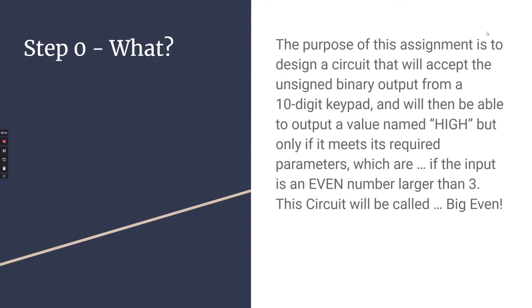Step 0 is: what is the purpose of this assignment? What are we doing? What's the end goal here? The scope of this assignment is to create a circuit that will accept an unsigned binary input from any 10-digit keypad, and will be able to output a value that we nicknamed high, but only if it's within its required parameters. Those parameters being if the input is an even number larger than 3, and we will name this circuit big even.